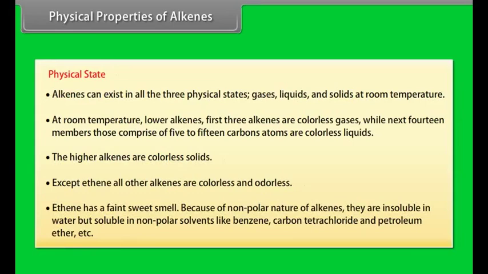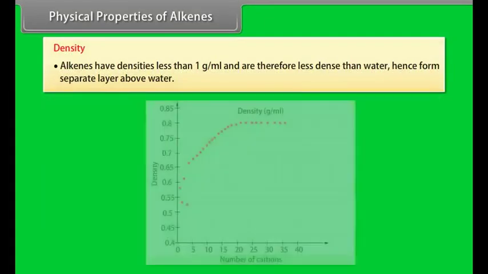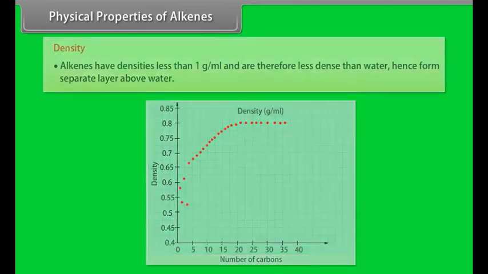Because of the non-polar nature of alkenes, they are insoluble in water, but soluble in non-polar solvents like benzene, carbon tetrachloride and petroleum ether, etc. Density. Alkenes have densities less than 1 gram per milliliter and are therefore less dense than water, hence they form a separate layer above water. As the molecular mass of alkenes increases, density increases.